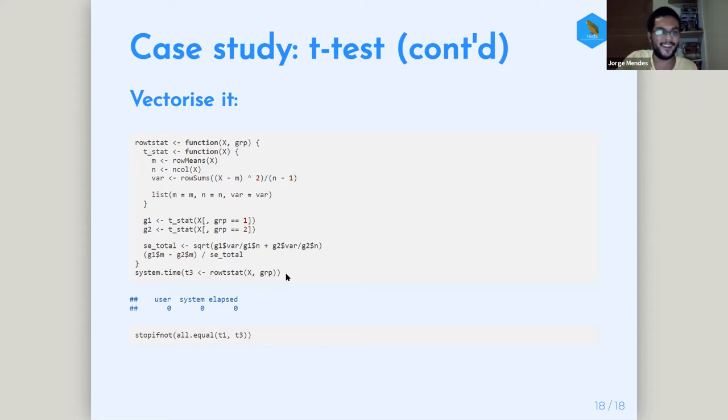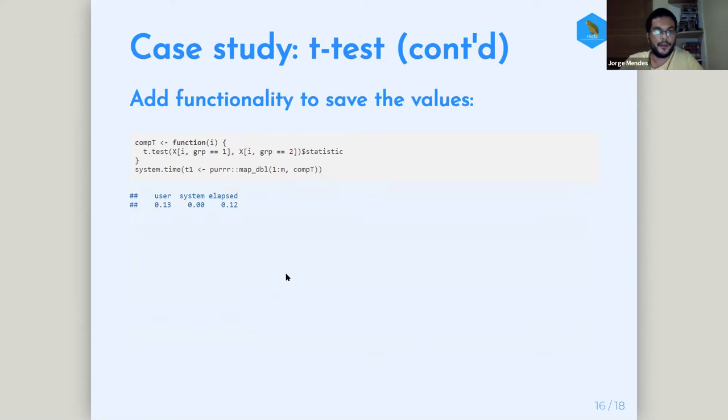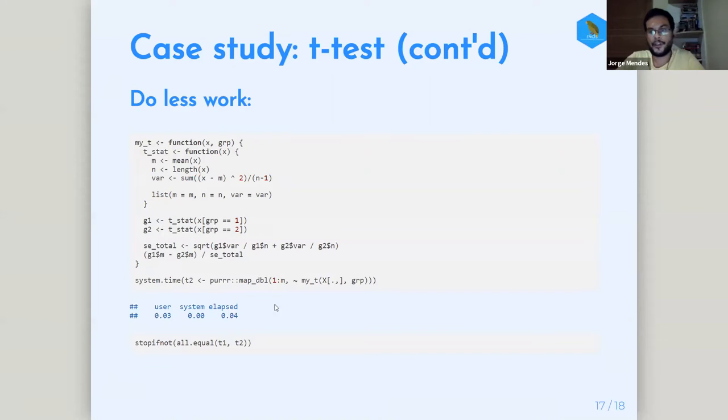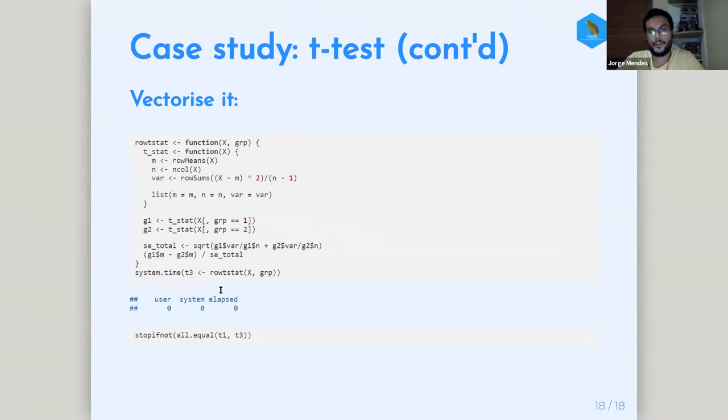to show that it's much faster than using the other approaches. It's just like trying each step at a time. First, doing the work, not all the checks that the function does. Then you use vectorization to make it even faster. Okay. That was it.